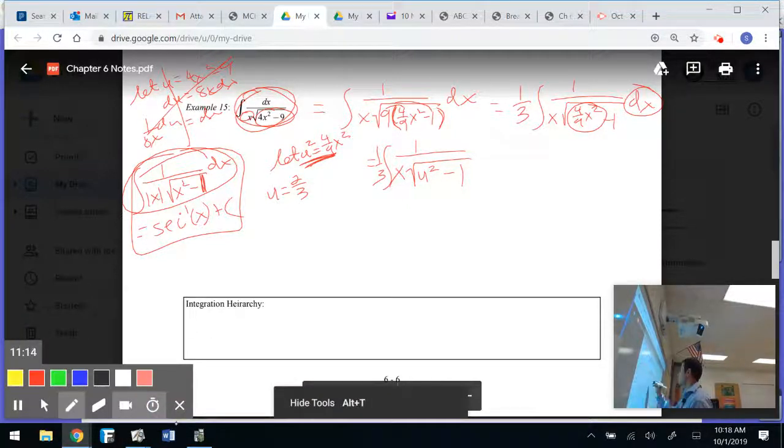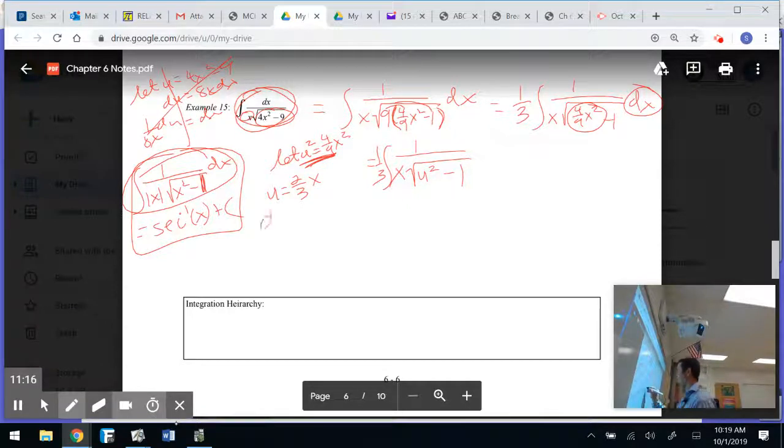You don't need to do the plus or minus. Okay, so there's my u. So what would my du be? Well, my du then would be 2/3 dx, which would mean my dx would be, instead of dividing, I'm going to multiply by the reciprocal. Booyah and booyah. Oh, sweet.